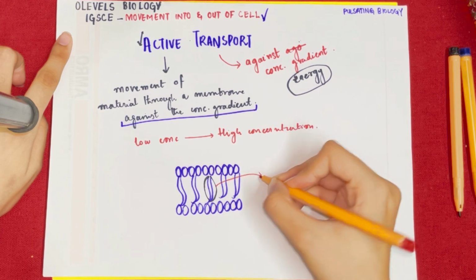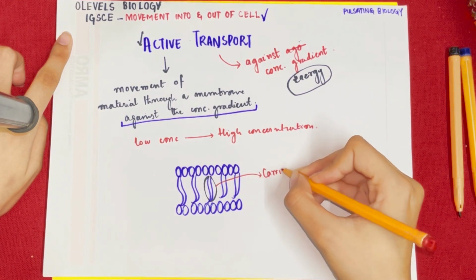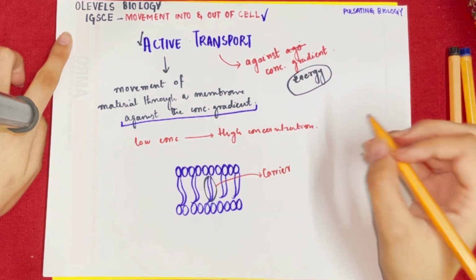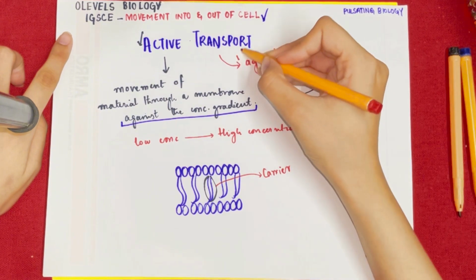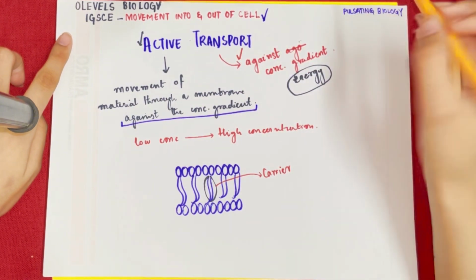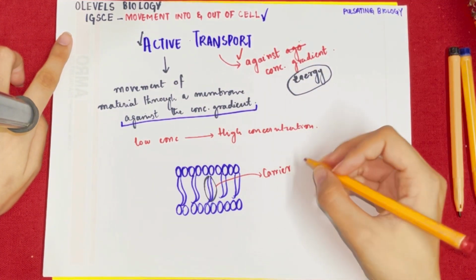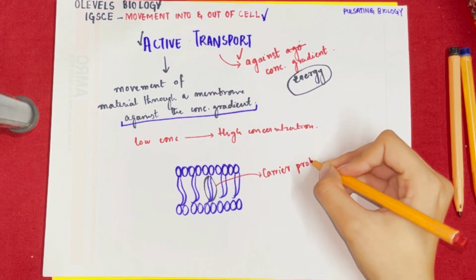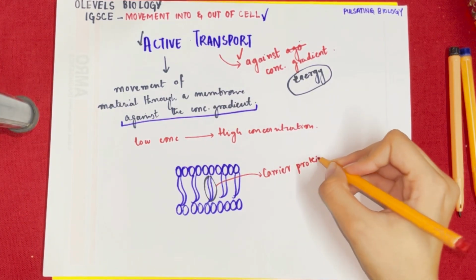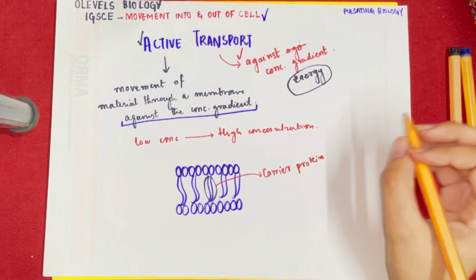These proteins are called the carrier protein. The first thing that you need to remember about active transport is that it works against the concentration gradient. The next thing you need to learn is that it has carrier protein. Now, what is meant by the carrier protein? Let's take the exact definition of carrier protein.